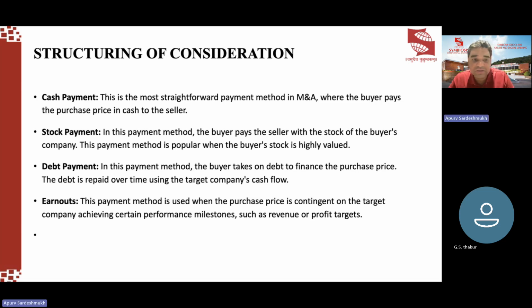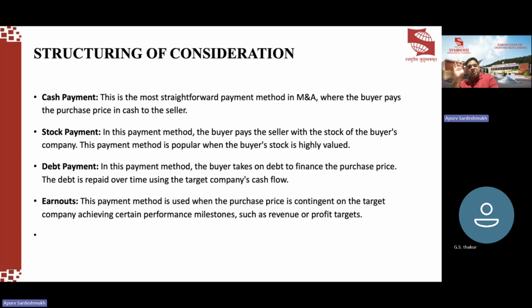Another way of structuring consideration is through a debt payment. In this case, the buyer takes on debt. We've seen that in the leveraged buyout, to finance the purchase price, and the debt is repaid over time. And earnout. Now, earnout is a way where you divide the purchase price into two parts. What you say to the existing founders, promoters, or shareholders of the selling company is that I will pay you half of the consideration today, but I want the company to reach a particular value.